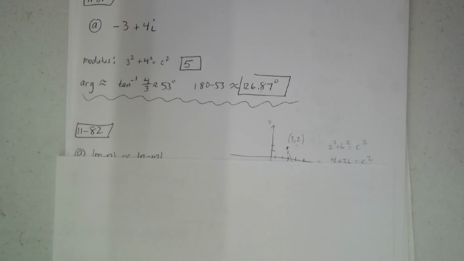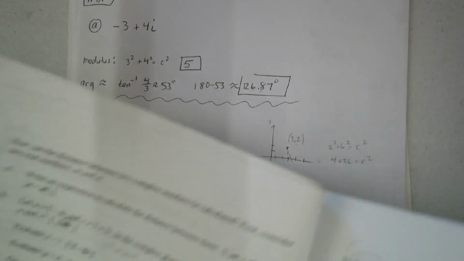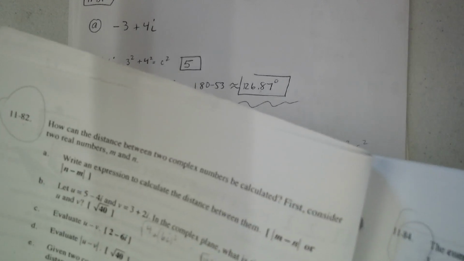Alright, so we're on 11-82, and they're asking us, how can the distance between two complex numbers be calculated?